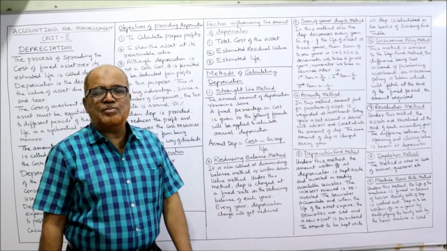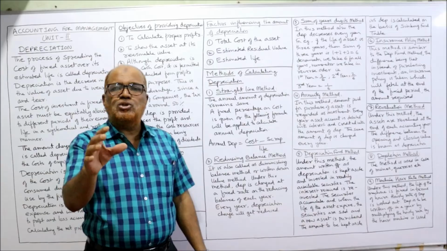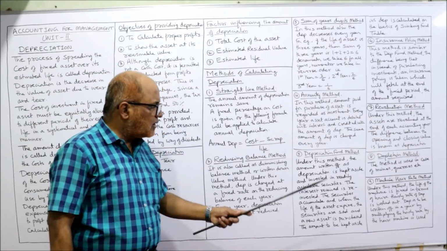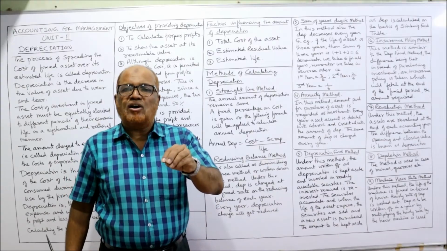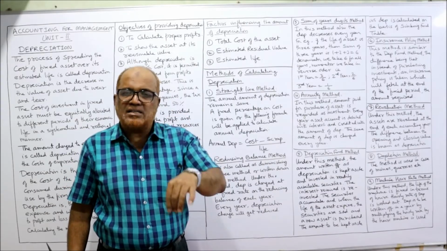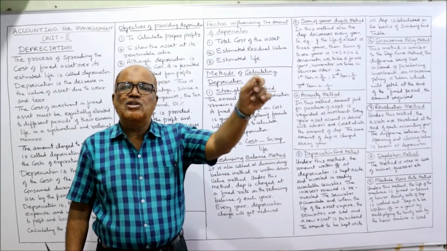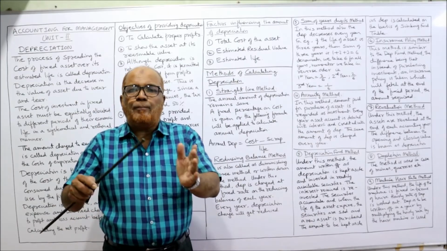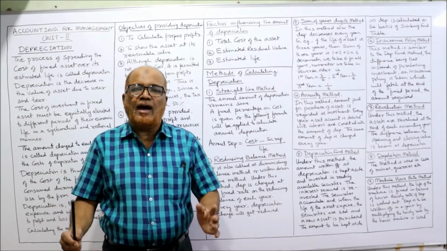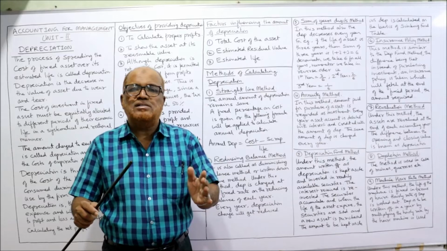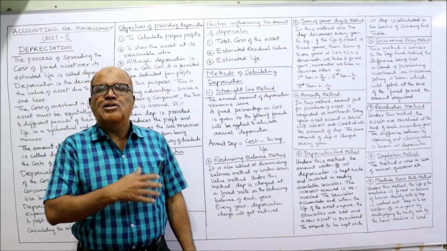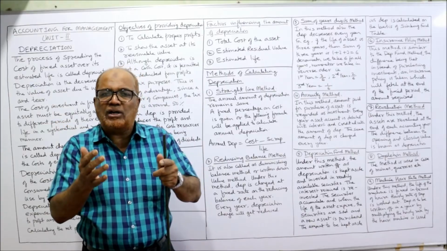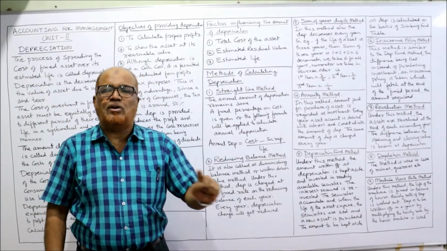Next is insurance policy method. This insurance policy method is also similar to depreciation fund method. The only difference is instead of making the investment ourselves, we take an insurance policy. We approach insurance company and tell that we want a policy for this machine. The life of the machine is 10 years. So after 10 years, we want 1 lakh rupees for replacement of this machine.